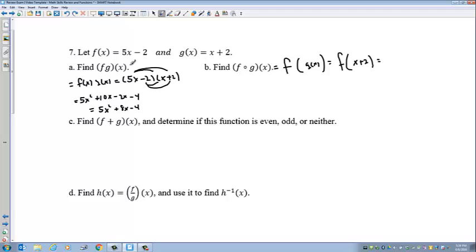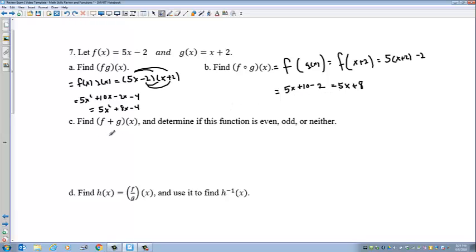Then remember, f is a rule. The rule is whatever is here, you take 5 times it minus 2. So now this is the new thing that's on the inside. So I take 5 times it. So 5 times x plus 2. And then take away 2. And that's equal to, so distribute that 5 through. So you get 5x plus 10 minus 2, which equals 5x plus 8.